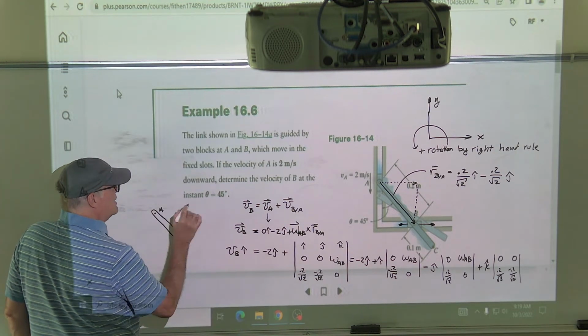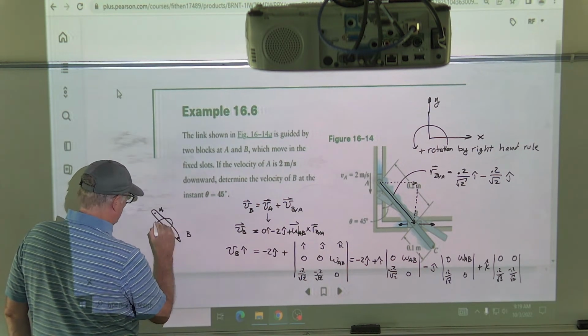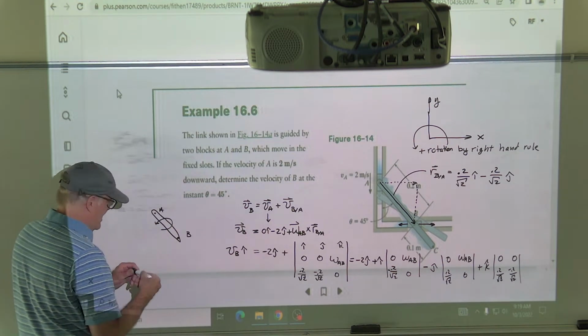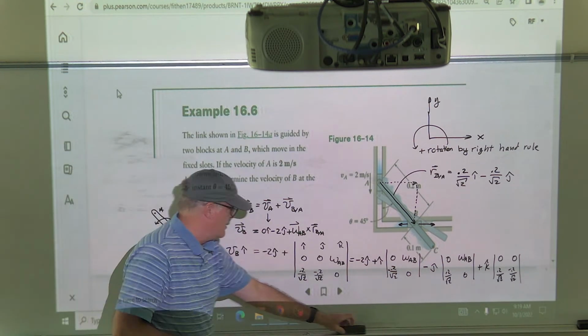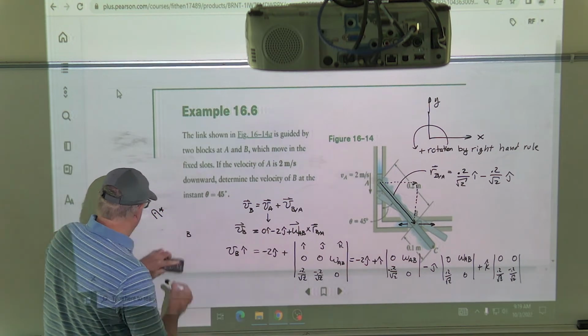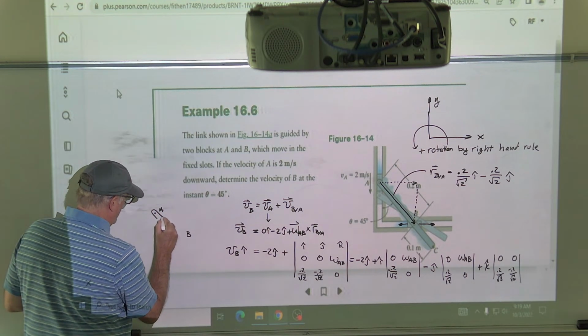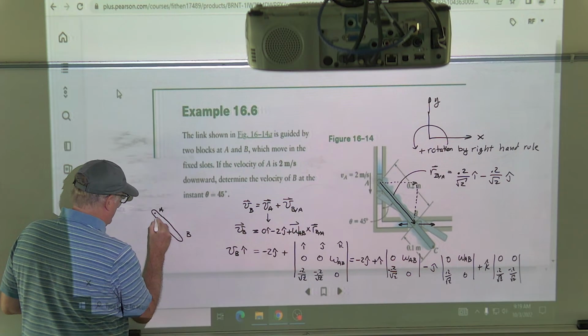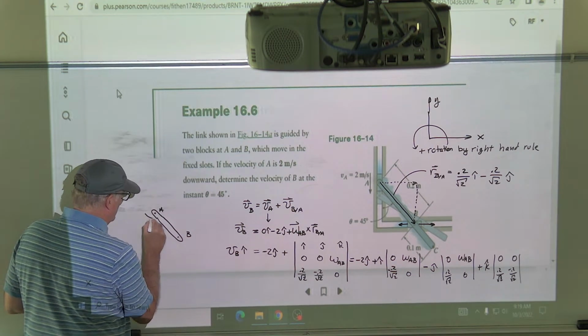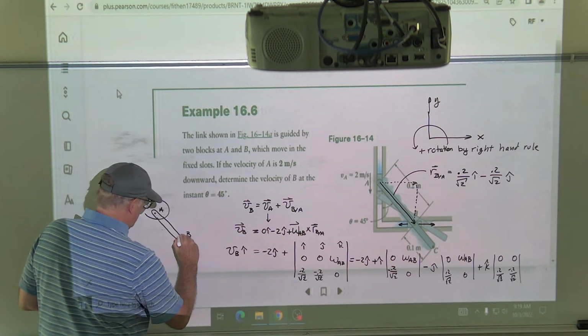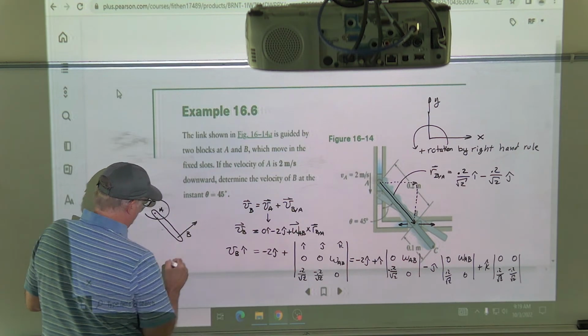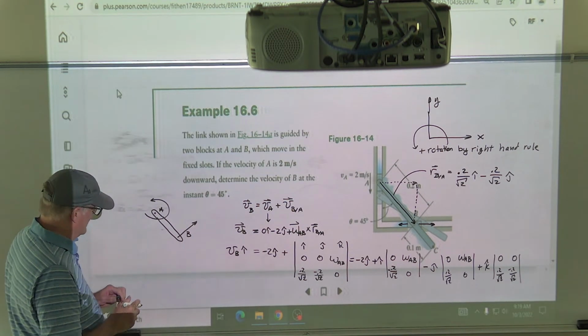And I'm assuming a positive rotation. So you can put it right there. I'm going to try to make this look a little bit better. It doesn't matter, put it right here. So in that particular case, I would see a velocity that would look like that.